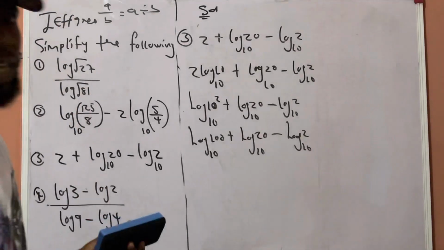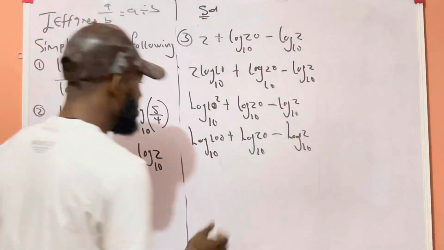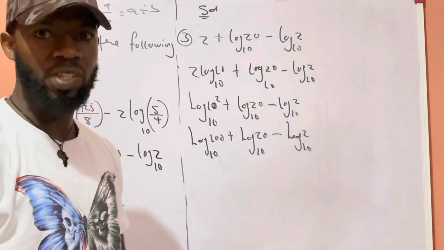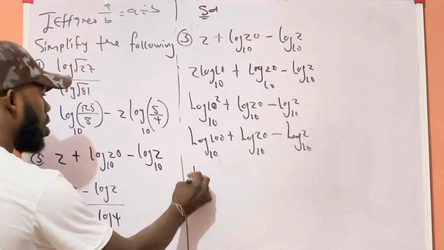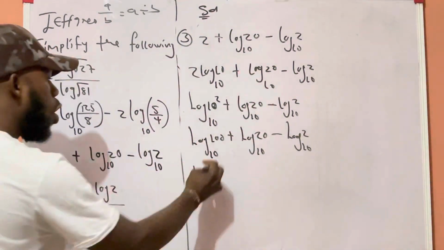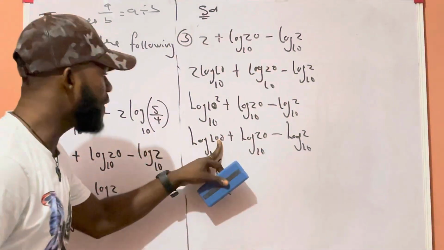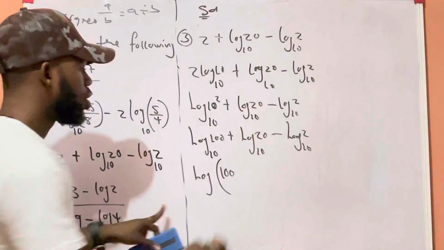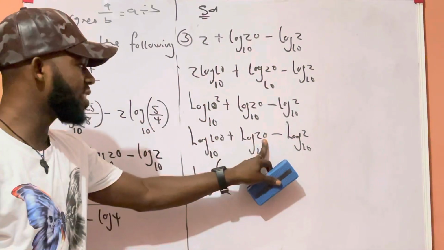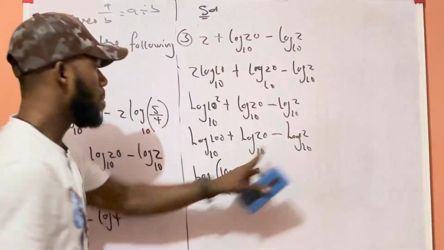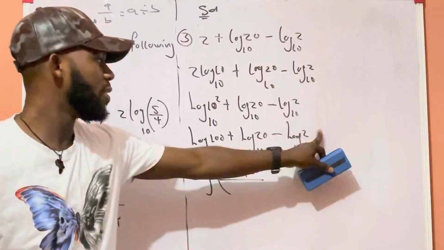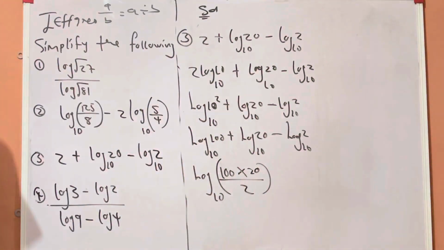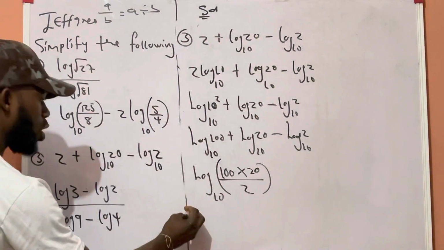Now class, you will see and you will smile. You will notice now that the base here is 10, the base here is 10, the base here is 10. Now all are carrying base 10. So what do we do? Pick one of the logs. Open a big bracket. Now the first number here is 100. Plus changes to times. My next number here is 20. Minus changes to division. Divided by what number? By 2 to the base of 10. So class, when you do this, it becomes log.